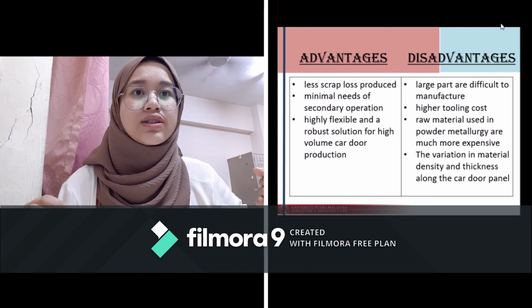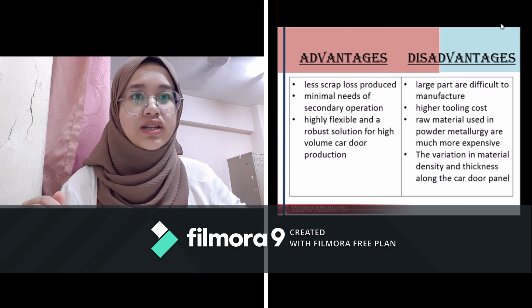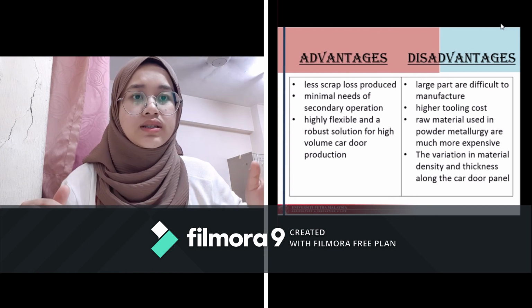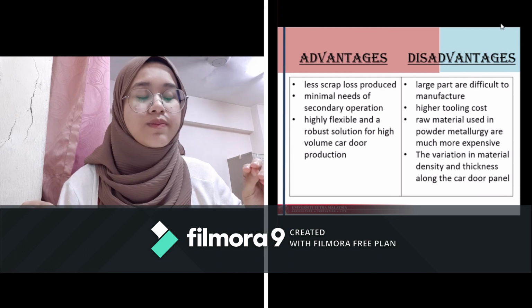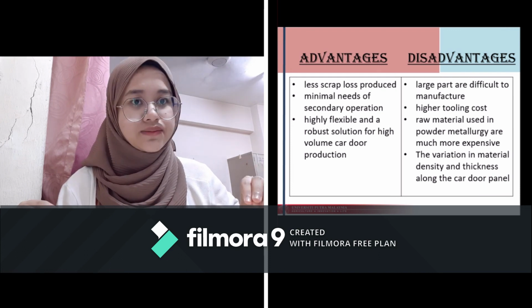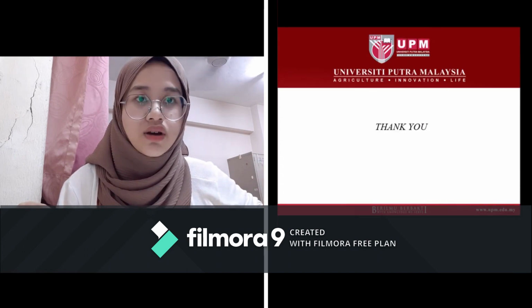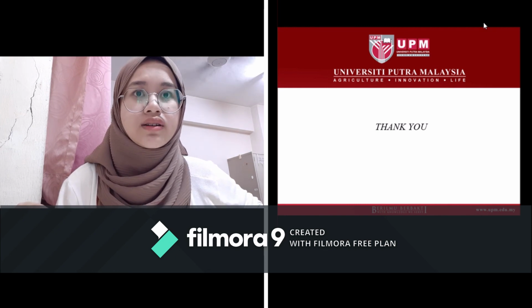And also the variation in material thickness along the car door panel makes the process difficult in the powder metallurgy method. Okay, that's all from me for this assignment.